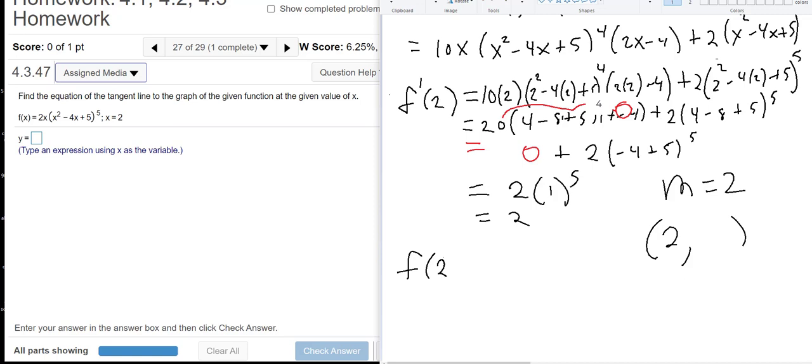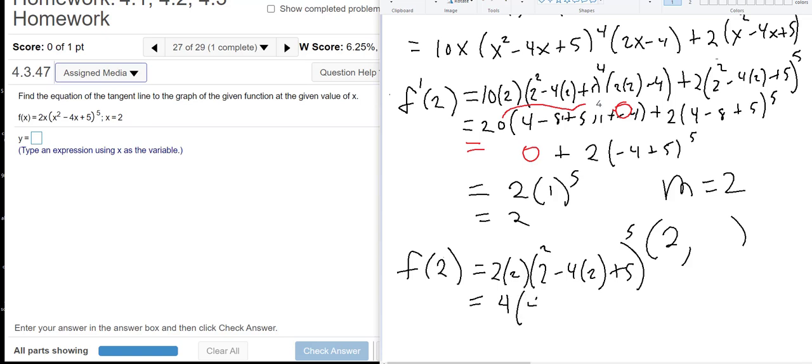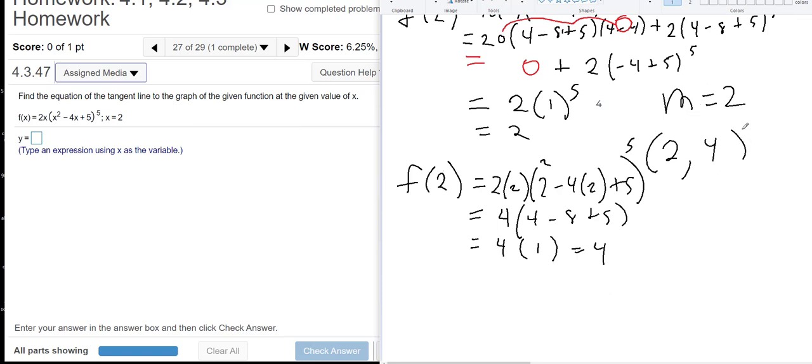So to find the y value of the function, we have to do f of 2. So that's 2 times 2, 2 squared, minus 4 times 2, plus 5, raised to the fifth. So that's 4 minus 8 plus 5. So that's 4 times 1, which is 4. So our slope is 2, and our point is (2, 4).